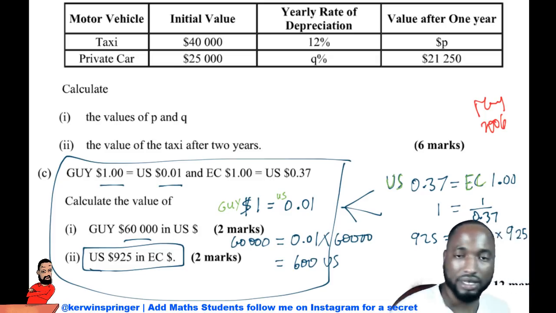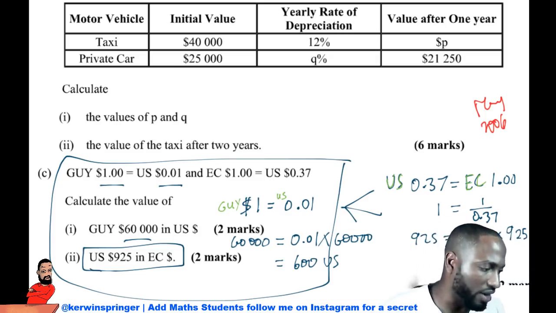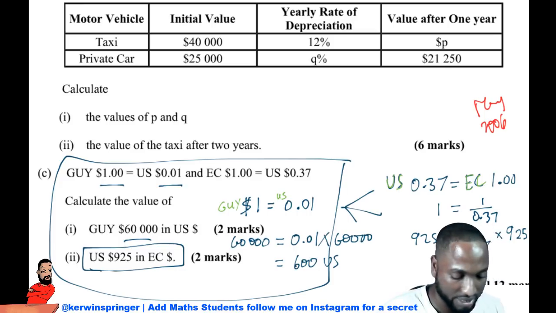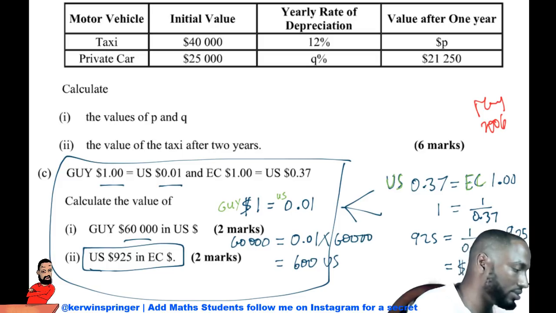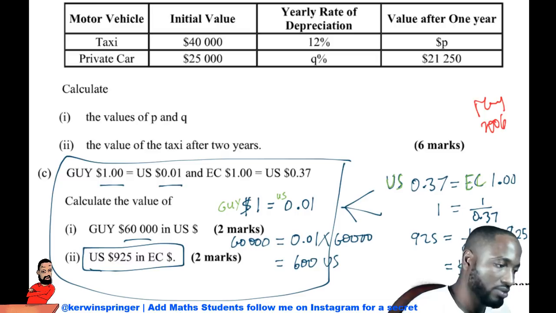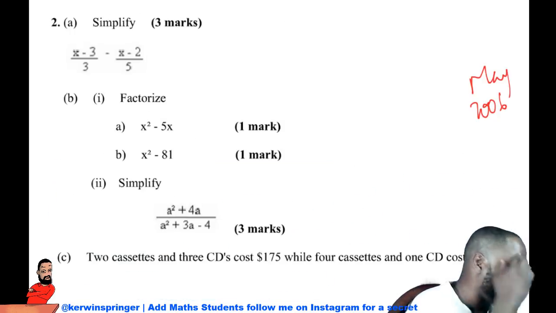And that answer there, once again, 2500. Let me see if I get the same thing. Yeah, 2500 EC. And just like that, we rack up our next part of our next question there.